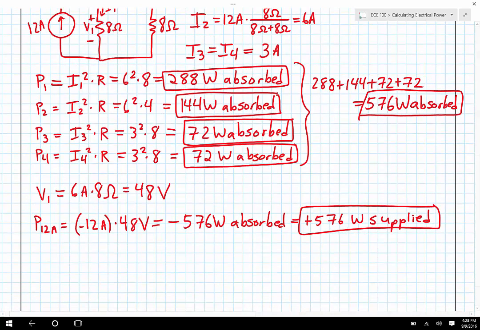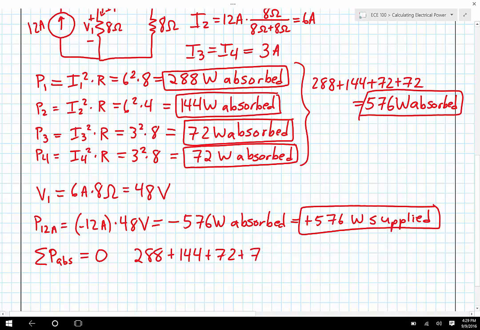Or what we could do is we could just say the total sum of the power absorbed by all the circuit elements has to add up to 0. We would say 288 plus 144 plus 72 plus 72 minus 576. Because remember, this was minus 576 watts being absorbed. When we add all of that up, it does, in fact, equal 0. And so therefore, we see the conservation of energy has been satisfied.